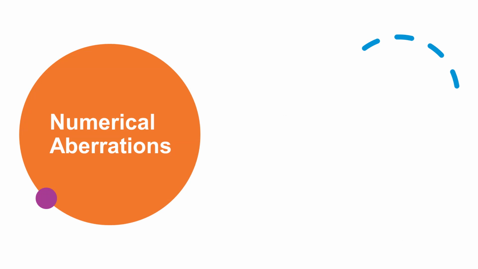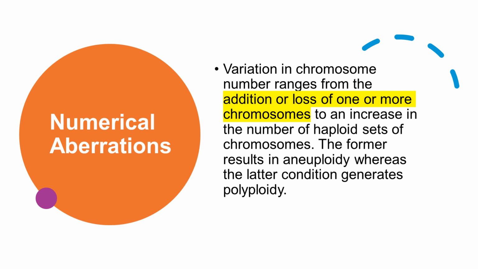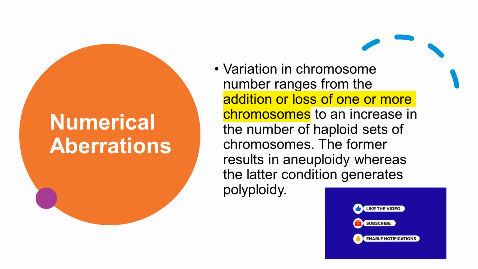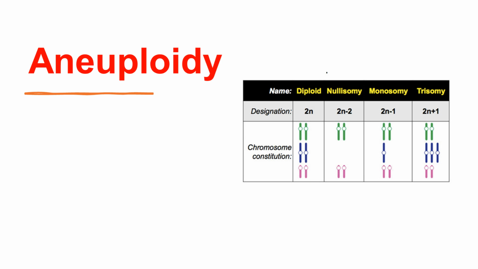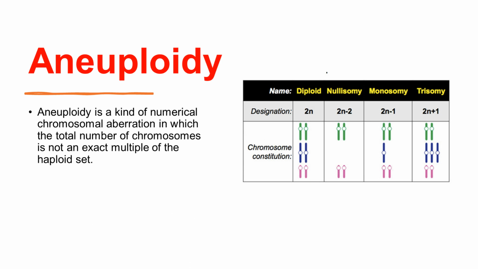Numerical aberrations. Variation in chromosome number ranges from the addition or loss of one or more chromosomes to an increase in the number of haploid sets of chromosomes. The former results in aneuploidy, whereas the latter condition generates polyploidy. Aneuploidy is a kind of numerical chromosomal aberration in which the total number of chromosomes is not an exact multiple of the haploid set.